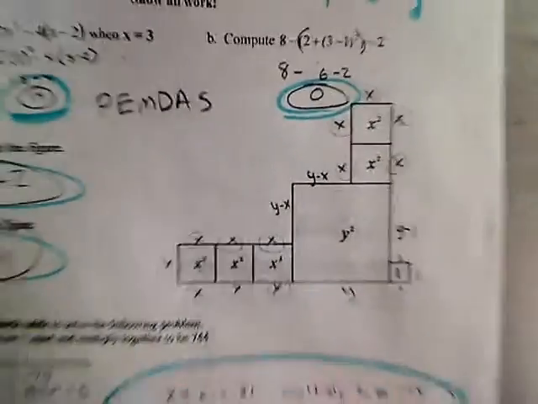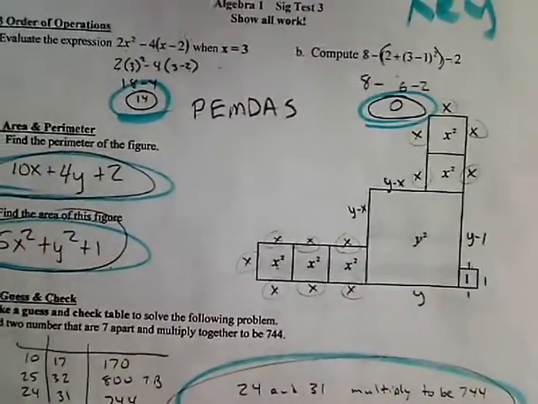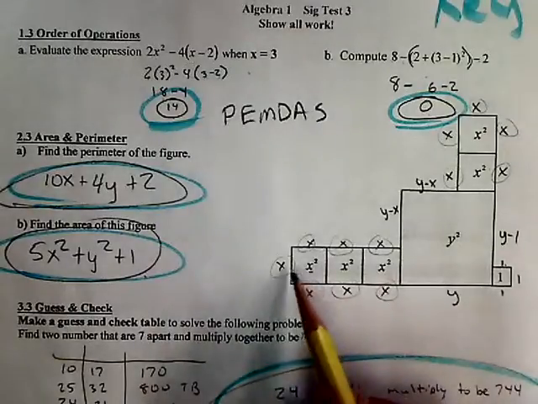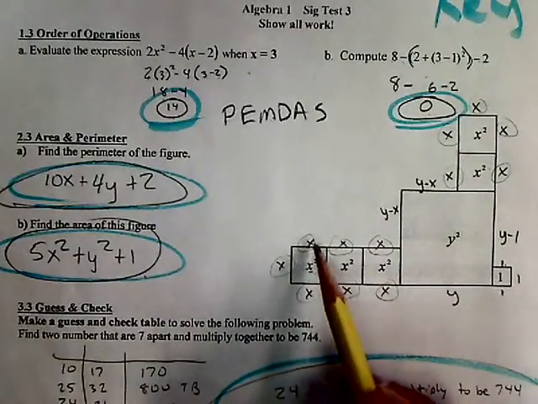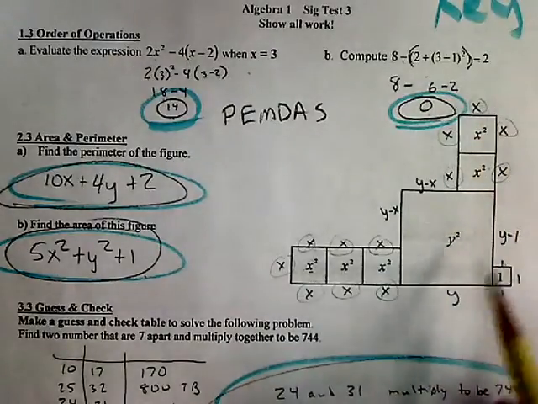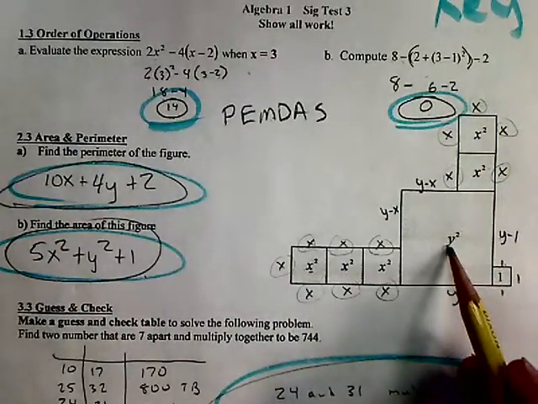This one, back up a little bit. There we go. That's an x squared. So that means it's x times x is x squared. So that's the x, the x, the x, the x. Same thing up here. y times y gives me y squared.